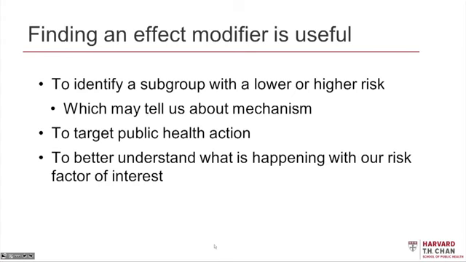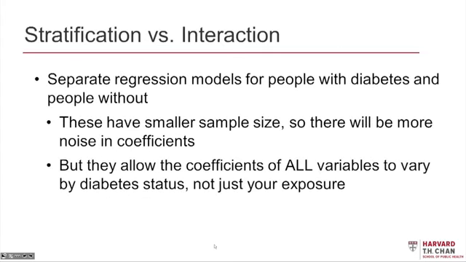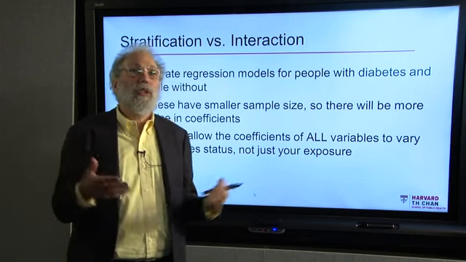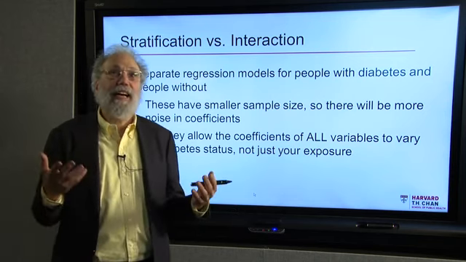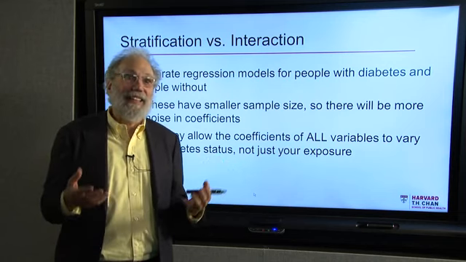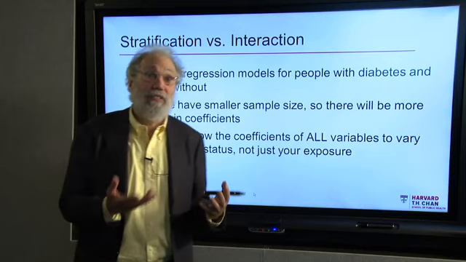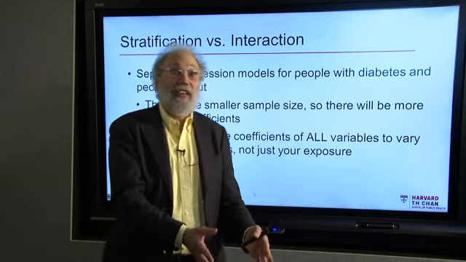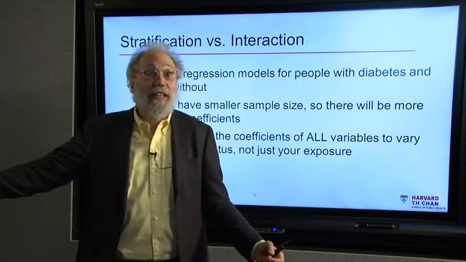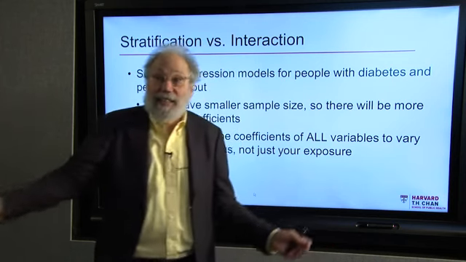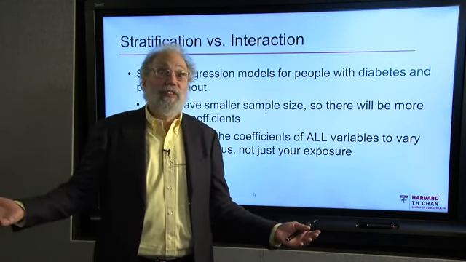So we've already gone over that, so I'm going to now talk about an important issue in terms of how you identify whether there's effect modification. There are 2 alternative approaches that people use, and they're different, and they each have different advantages, and that's why it's a good idea to do both of them. So let me go over that. One is stratification. I fit one model in diabetics, looking at my exposure. I fit another model in non-diabetics. I get 2 different coefficients.